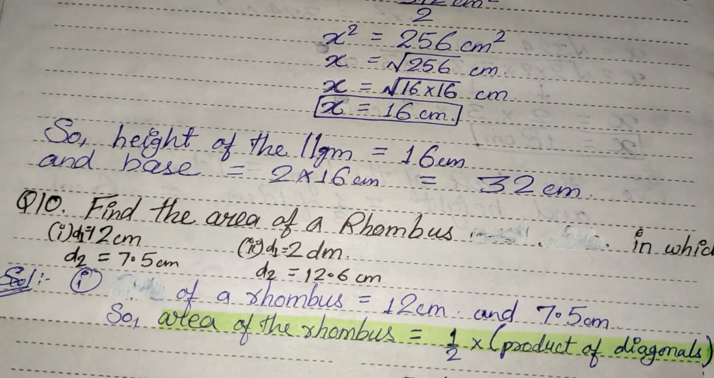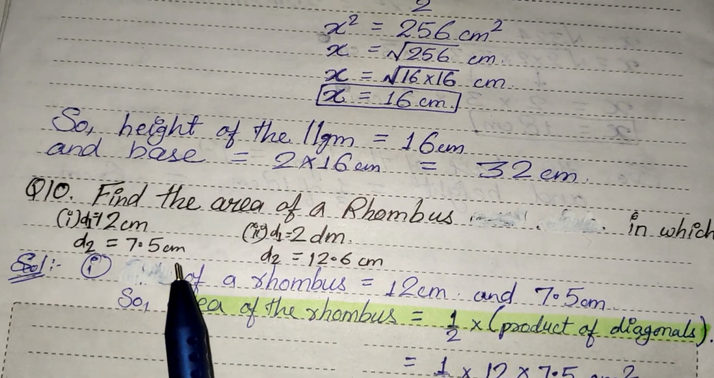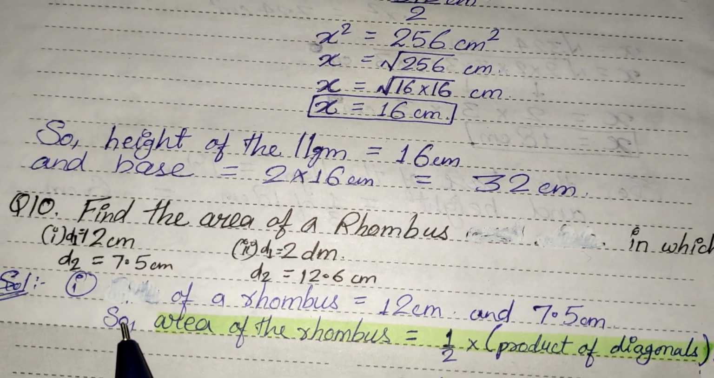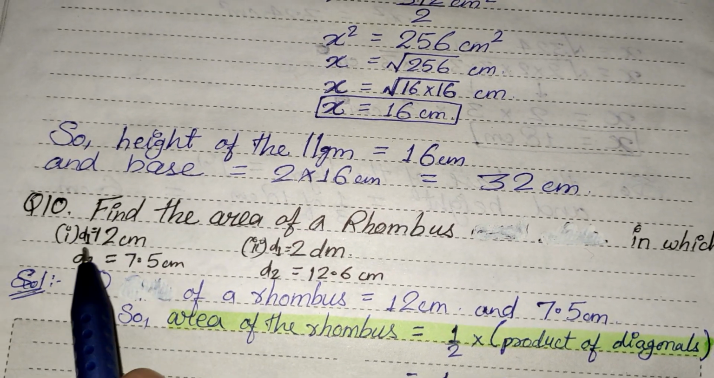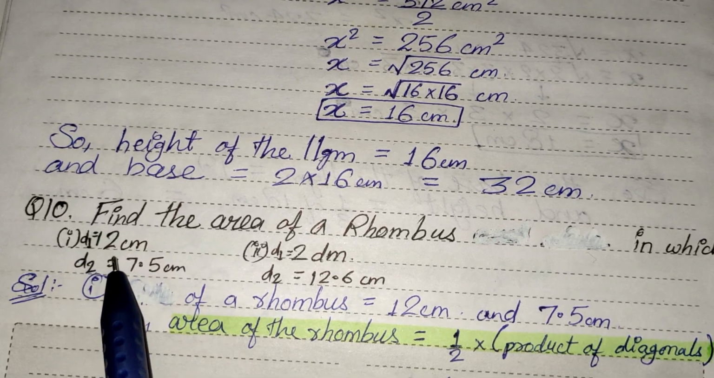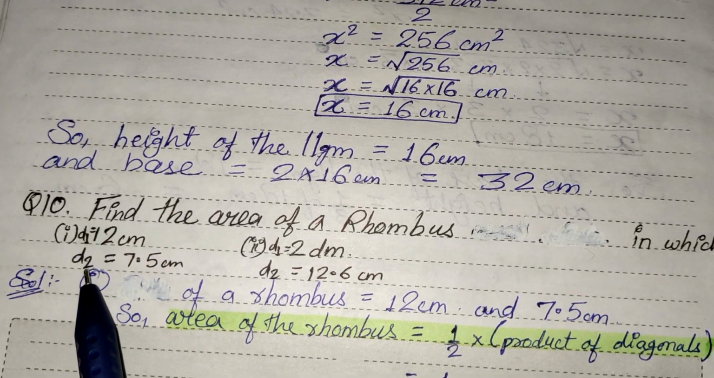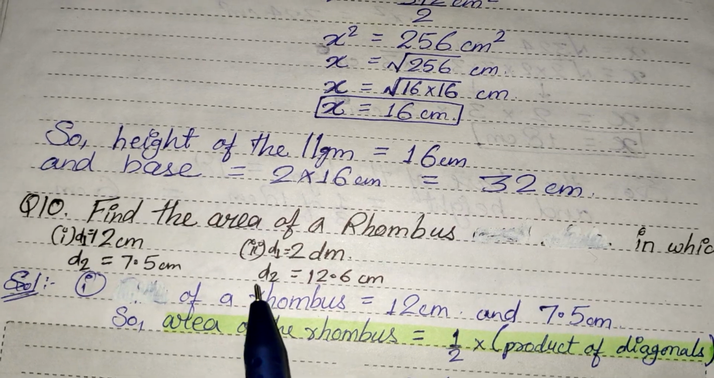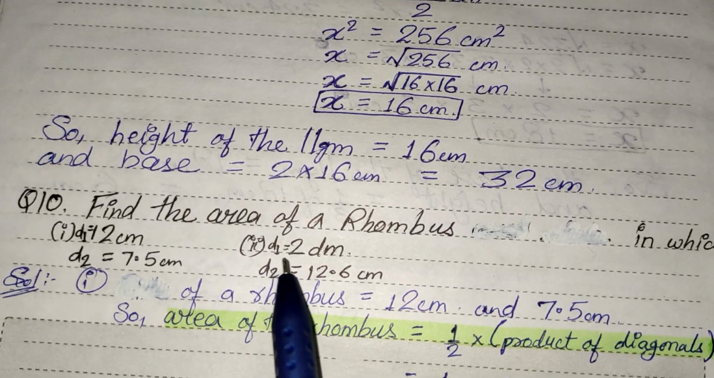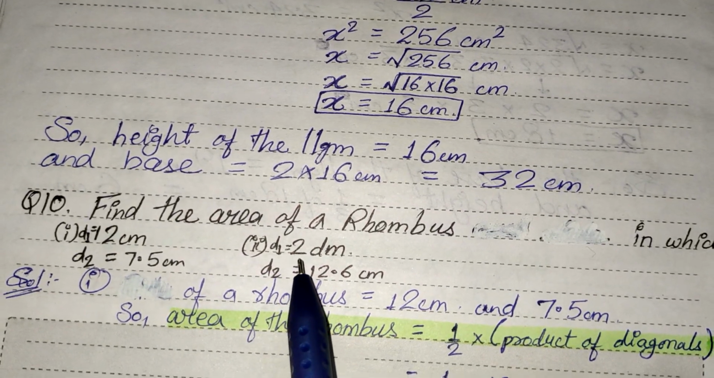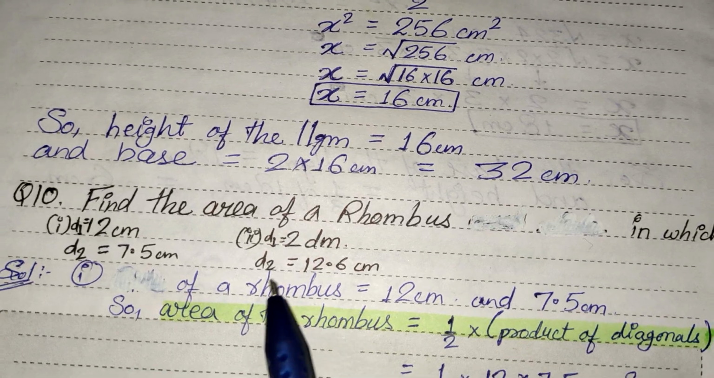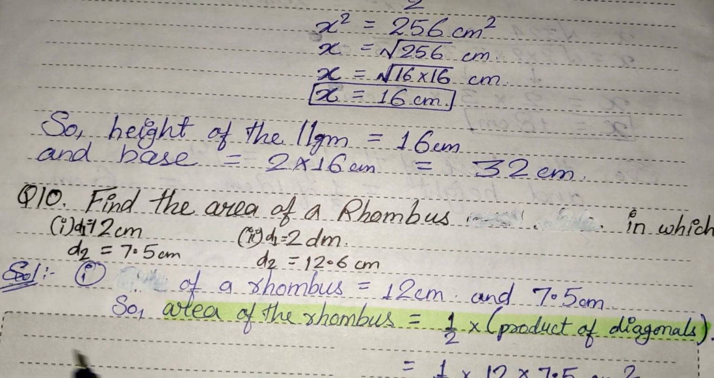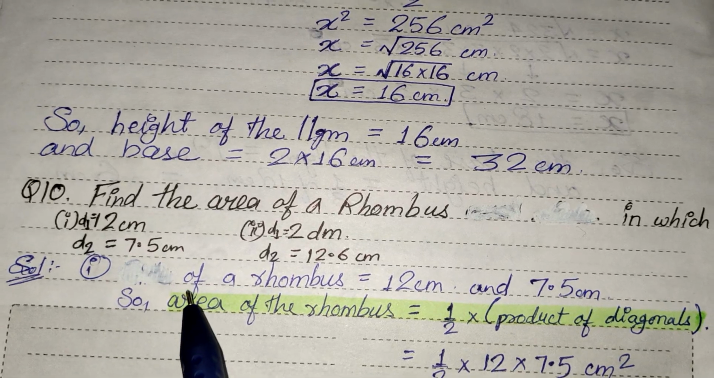Now see the next question. Find the area of rhombus in which we have diagonal D1 is 12 centimeter and diagonal D2 is 7.5 centimeter in the first question, and in the second question diagonal D1 we have 2 decimeter and diagonal D2 we have 12.6 centimeter. Now see the solution number first.